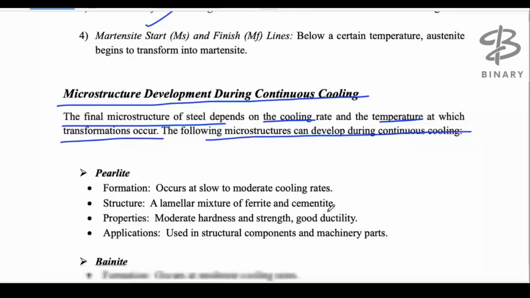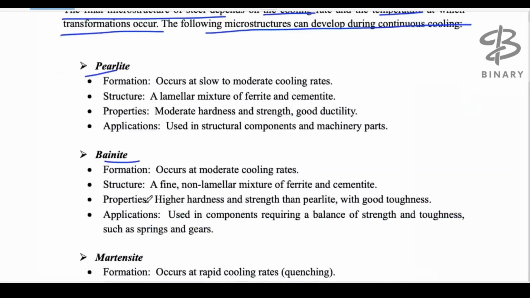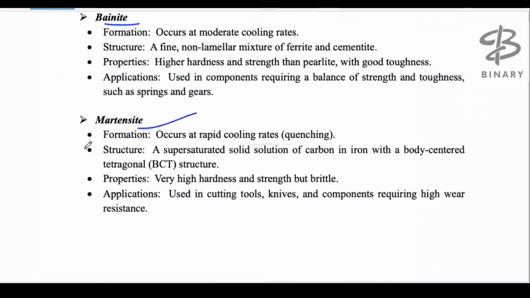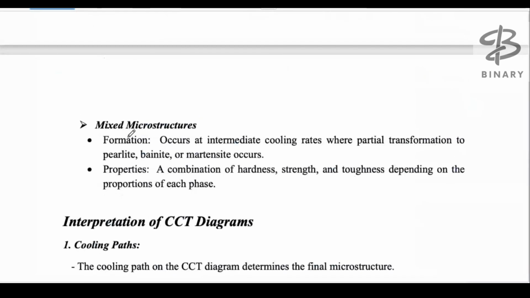Here you can say the same thing: Pearlite, Bainite, and Martensite. It is the same case just repeating, so we are not going into detail again. Here there is just one extra thing, which is a mixed microstructure.